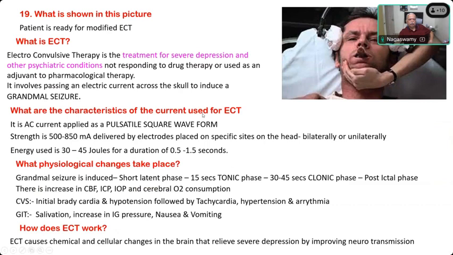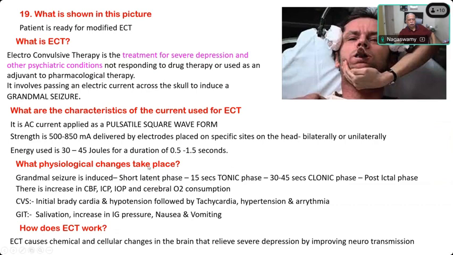What are the characteristics of the current used? It is an alternating current, not a DC current, with a pulsatile square waveform. The strength of the current is 500 to 850 milliamperes, delivered by electrodes placed on specific sites on the head. The energy used is 30 to 45 joules for a duration of 0.5 to 1.5 seconds.